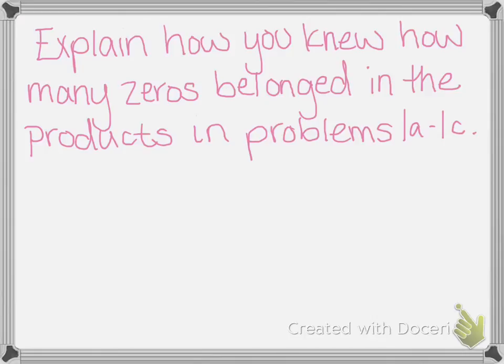Number 5 says explain how you knew how many zeros belonged in the products in problem 1A and 1C. So the product has the same number of zeros as the second number I multiplied because it's a power of 10. So if we look at our powers of 10, we know whatever number we multiply by, it's going to have the same amount of zeros. So for example, 3 times 100, 100 has 2 zeros, therefore it's 300. Make sure you write that in your own words on problem 5 in your math journals.